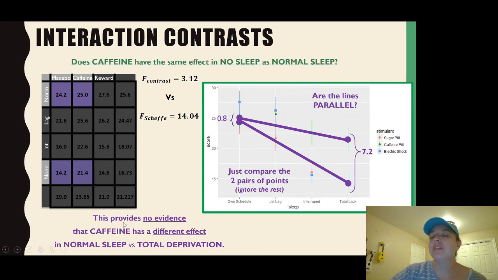So even though the averages made it look like there was an interaction, that caffeine's effect depended on how much sleep you had, there is no statistically significant evidence that caffeine has a different effect in normal sleep versus total deprivation. And again, the reason for this is probably lack of power in this sample. We only have 5 people per combination. This is why it's important to do a power analysis before you gather data, because you wouldn't want to go to all this trouble to find out there's an effect, but we can't say so with surety by test. So, word to the wise, do a power analysis.